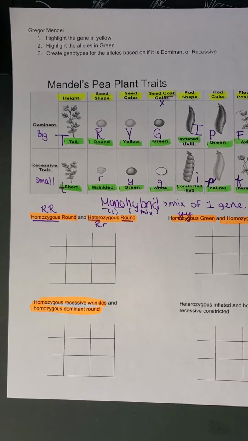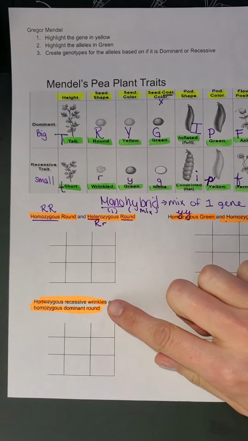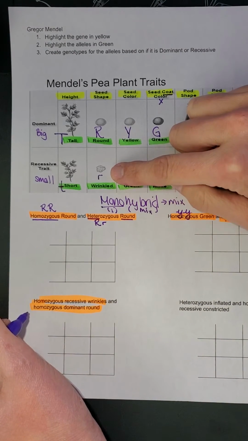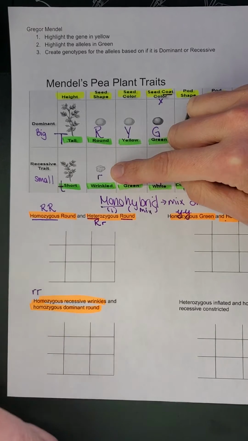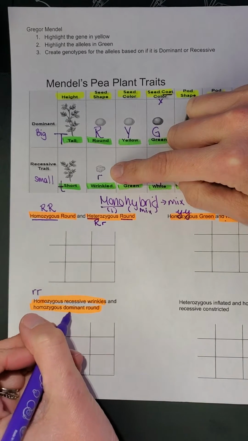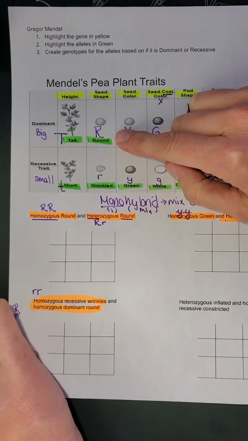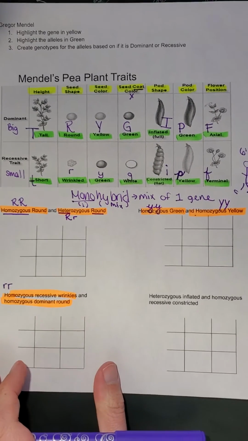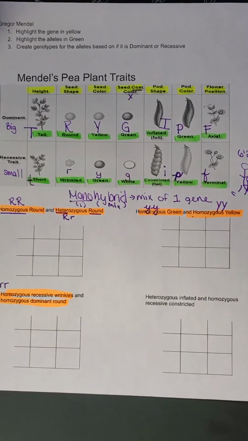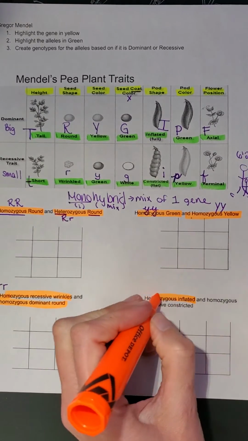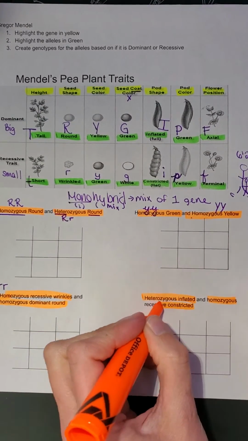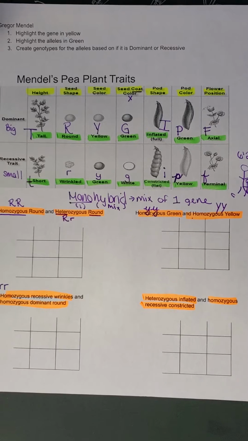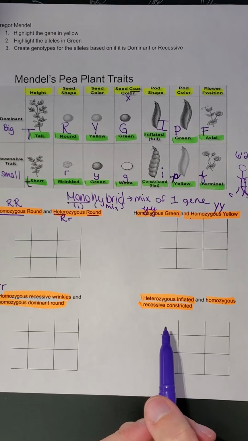Okay, we are back. So homozygous recessive wrinkles. You should have homozygous wrinkles, little r, little r. Homozygous dominant round, big R, big R. All right, and then last, heterozygous inflated with homozygous recessive constricted. So 2 minutes, try and do it on your own. If the sub will pause the video.